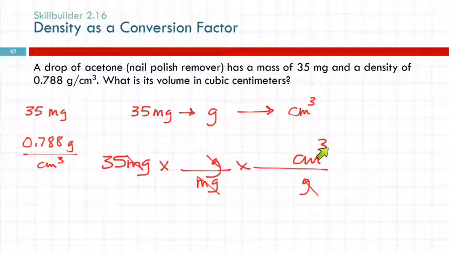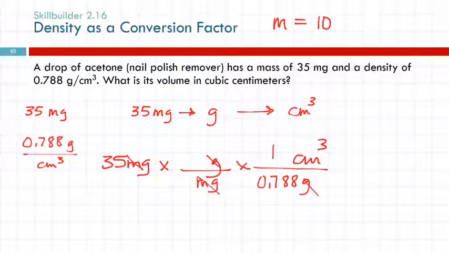So I think this one would be the easiest to do first because it's written down right over here. 0.788 grams is equal to 1 cubic centimeter. 1 cubic centimeter for every 0.788 grams. Now here I've got grams and milligrams. I have one metric prefix. Milli stands for 10 to the what? Third. Close. Minus 3. 10 to the minus 3. Kilo is 10 to the 3. Milli is 10 to the minus 3.